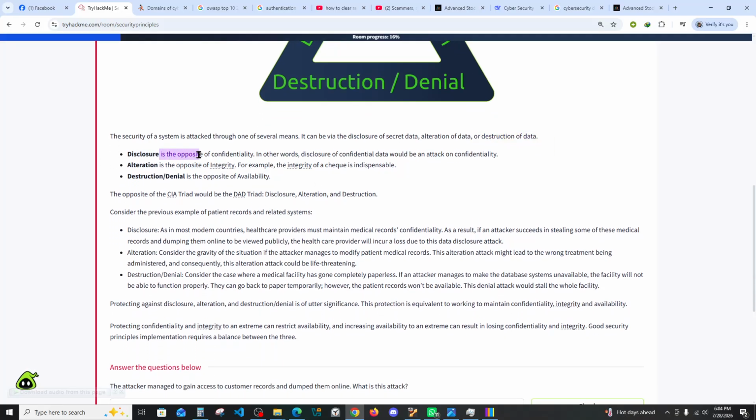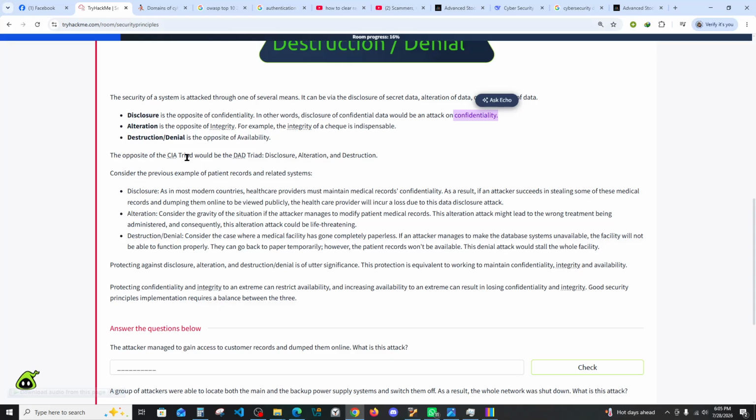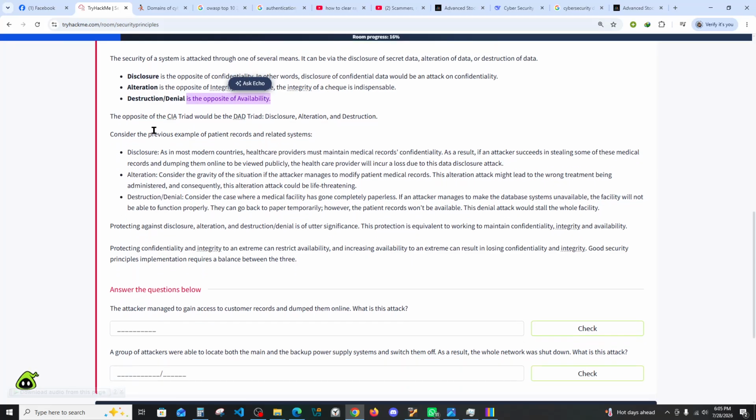Disclosure is the opposite of confidentiality. In other words, disclosure of confidential data would be an attack on confidentiality. Alteration is the opposite of integrity. For example, the integrity of a check is indispensable. Destruction is the opposite of availability. Denial again. The opposite of the CIA triad would be the DAD triad: disclosure, alteration, and destruction.